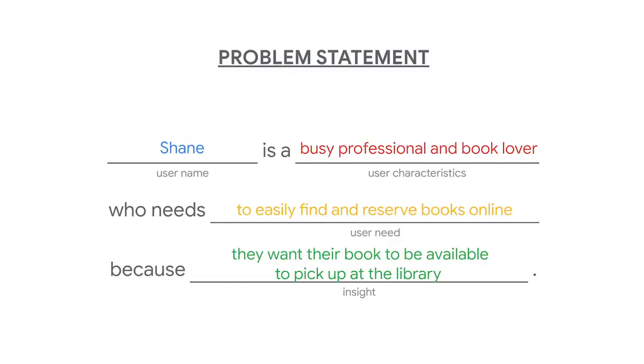Here's a problem statement I created for our persona Shane. Shane is a busy professional and book lover who needs to easily find and reserve books online because they want their book to be available to pick up at the library. I'll draw 8 ideas with this problem statement in mind. Remember, the idea behind Crazy Eights is to think creatively. No idea is too outrageous during a brainstorm. I'll draw any solution that comes to mind. Here we go.